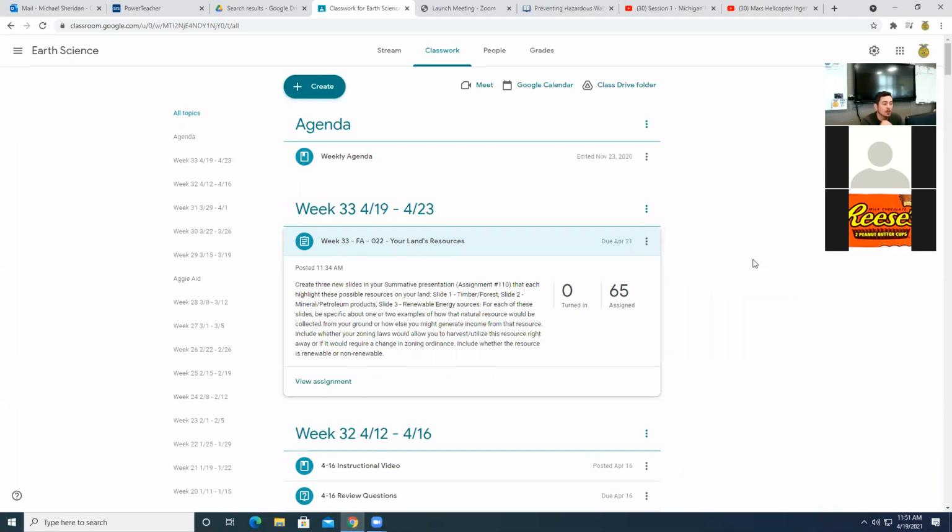Slide number 2, mineral or petroleum products. This could be everything from mining iron ore to a coal mine to drilling for oil. This could also be harvesting other natural resources. Natural gas? Is there a way to somehow get those types of resources out of your land?